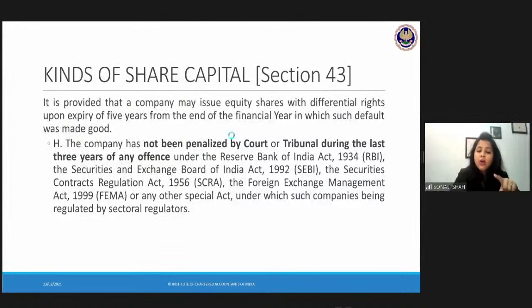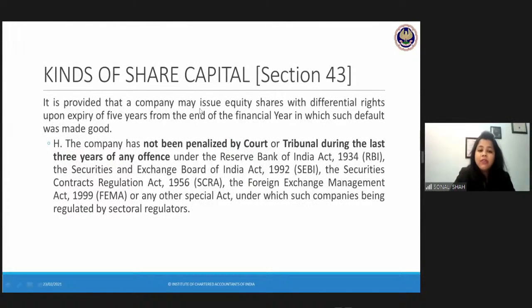And the next requirement is that the company should not have been penalized by a court or tribunal during the last 3 years for offenses under the RBI Act, SCRA, FEMA, or any special act. So if these defaults are not there, the company will be able to issue equity shares with differential voting rights.